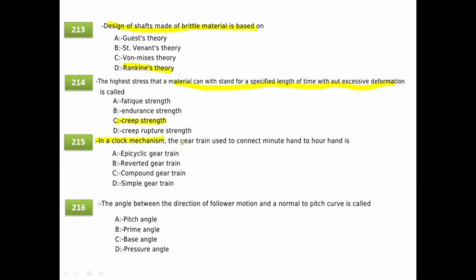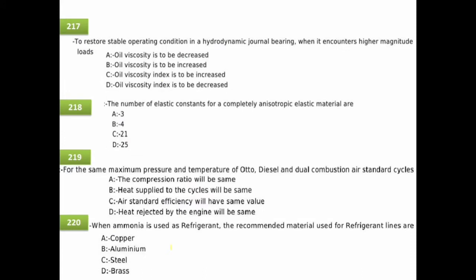In a clock mechanism, the gear train used to connect minute hand to hour hand is reverted gear train. The angle between the direction of follower motion and a normal to pitch curve is called pressure angle. To restore stable operating condition in a hydrodynamic journal bearing, when it encounters higher magnitude loads, the oil viscosity is to be increased. The number of elastic constants for a completely anisotropic elastic material are 21.